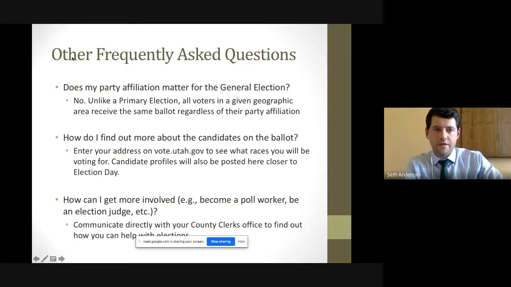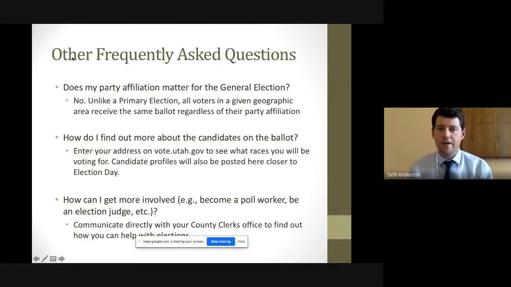So just a few questions that we get. I talked about this earlier. Party affiliation does not matter for the general election, unlike the primary election. How do I find out more about the candidates or anything on the ballot? We steer all our voters to vote.utah.gov. You can type in your address and see exactly what your ballot is going to look like and start researching the candidates as well as constitutional amendments, things of that nature right on that site.